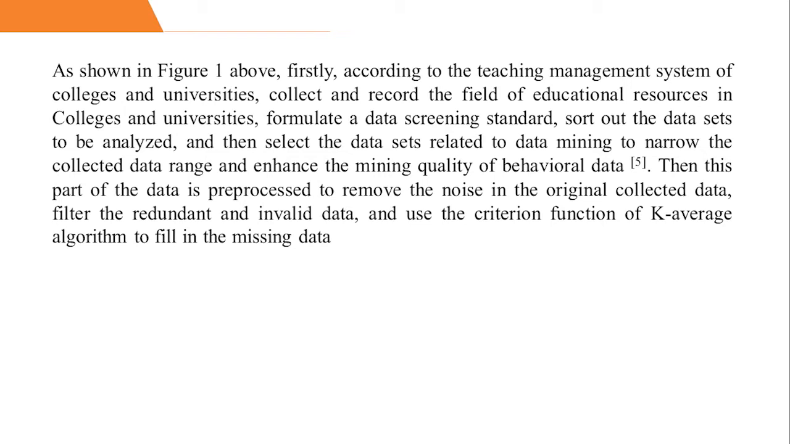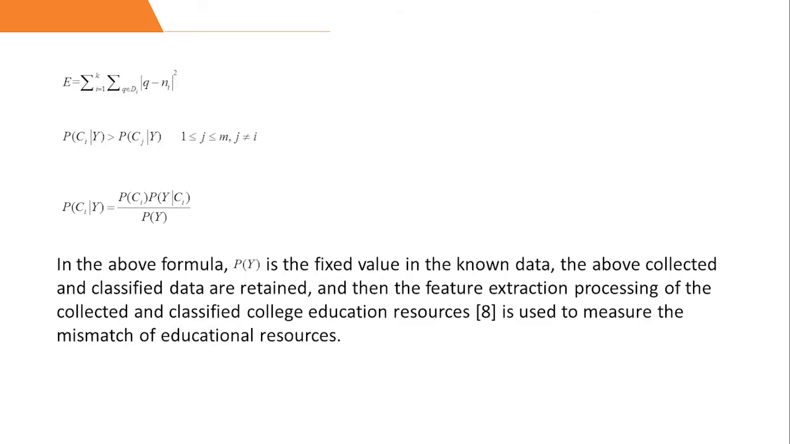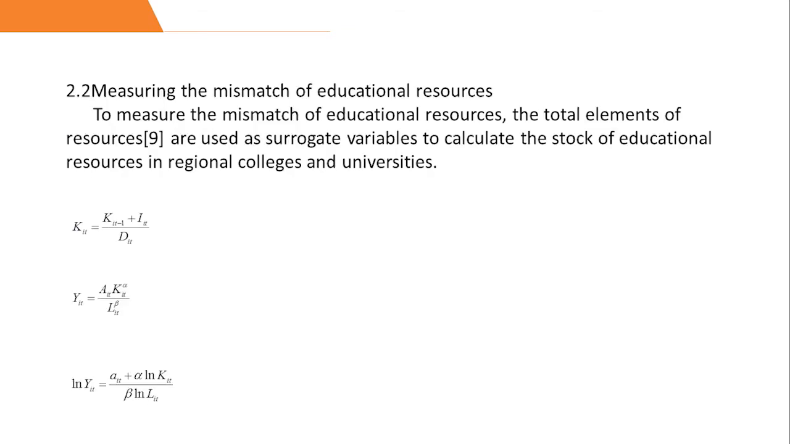Then this part of the data is processed to remove the noise in the original collected data, filter the redundant and invalid data, and use the criterion function of the k-average algorithm to fill the missing data. In the above formula, the fixed value is the known data, the above collected and classified data are retained, and then the feature extraction processing of the collected and classified college education resources is used to measure the mismatch of the educational resources.